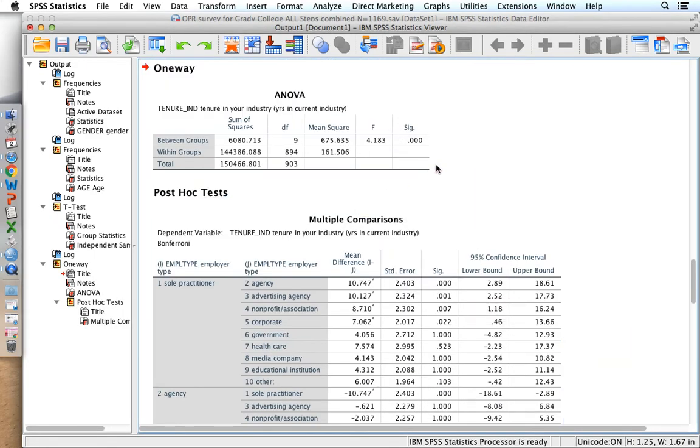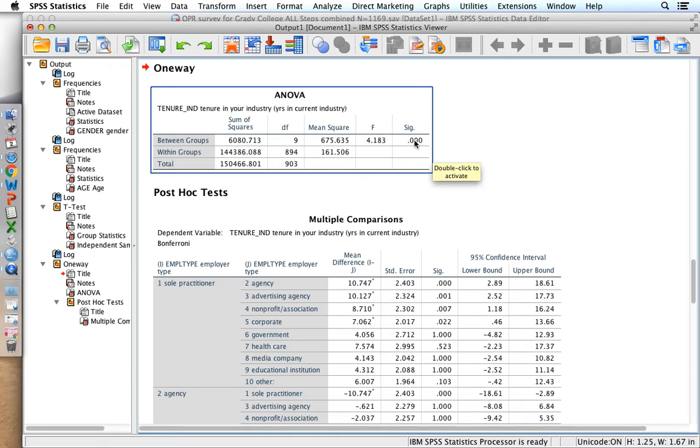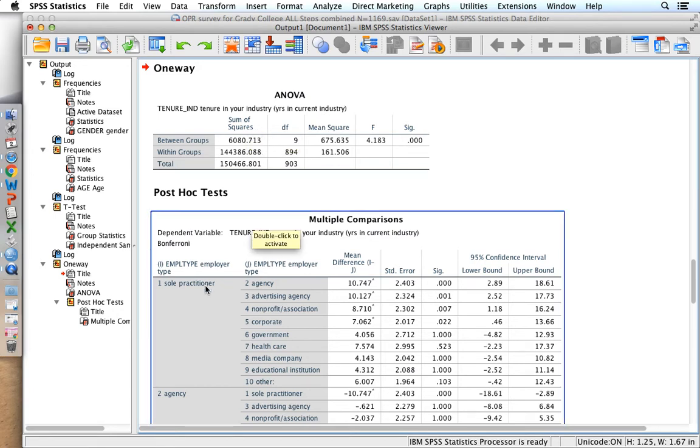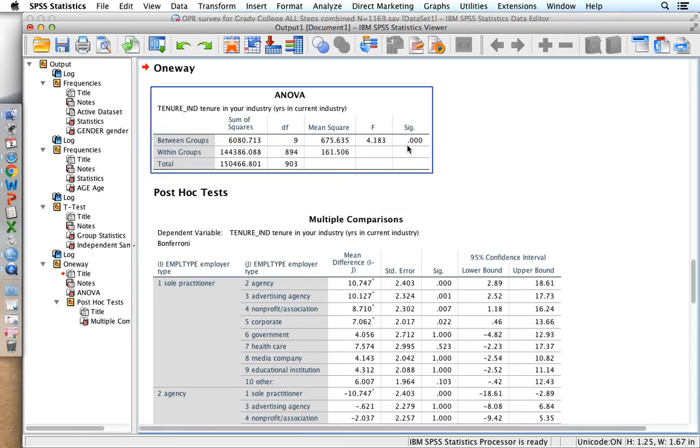The first thing that we do with an ANOVA is look at the overall ANOVA box. This is a survey asking people in public relations about their jobs. My higher level variable, my ratio level variable in this case, was how long you have been in your current industry. My nominal variable's categories were what type of employer you work for: a sole practitioner, an agency, nonprofit, corporate, government, etc.